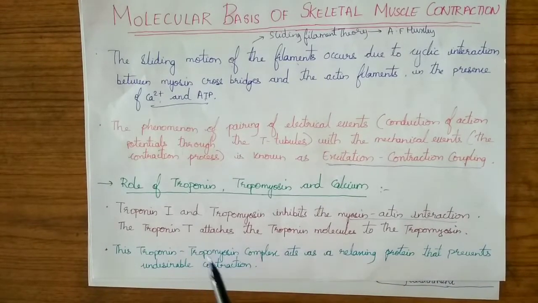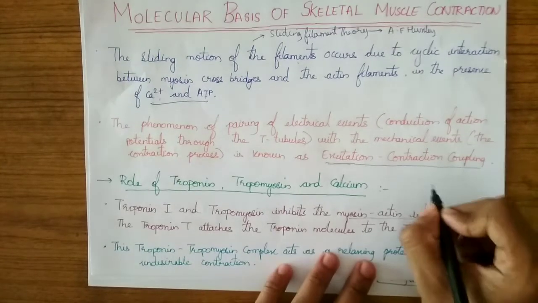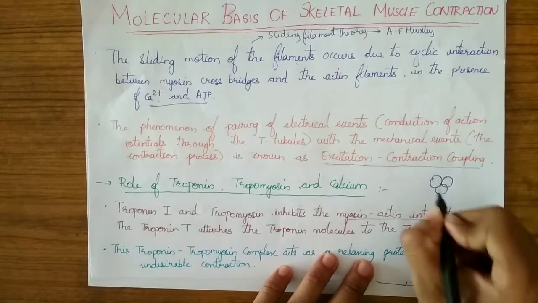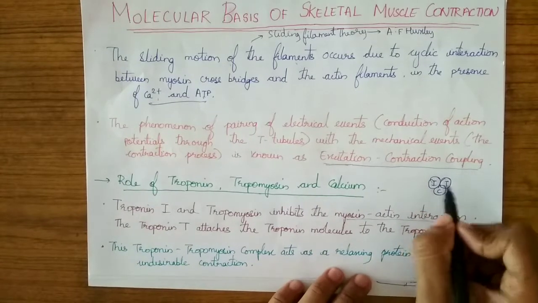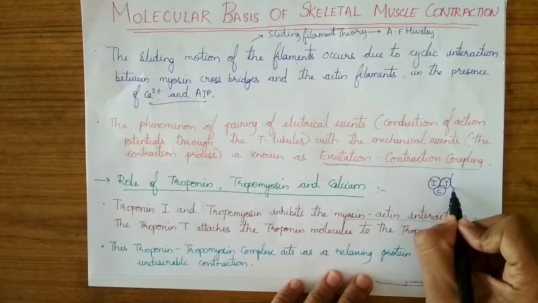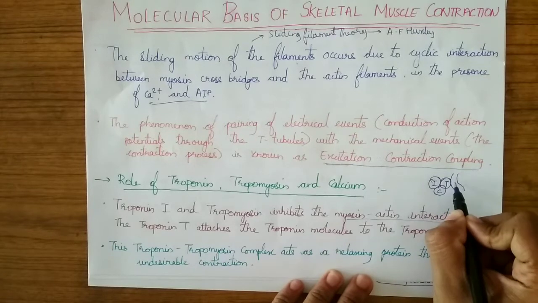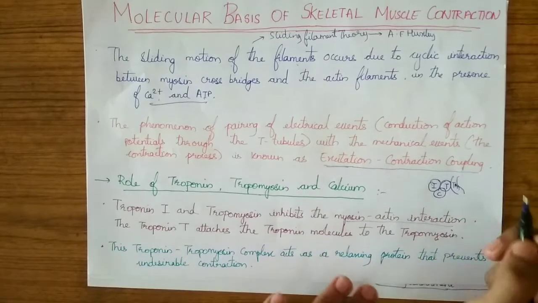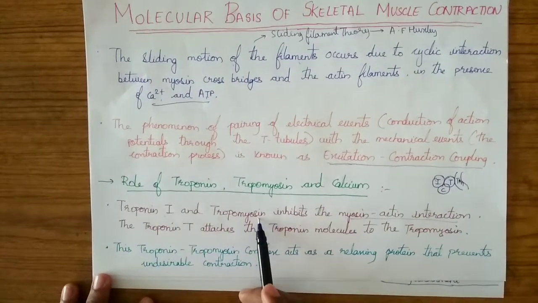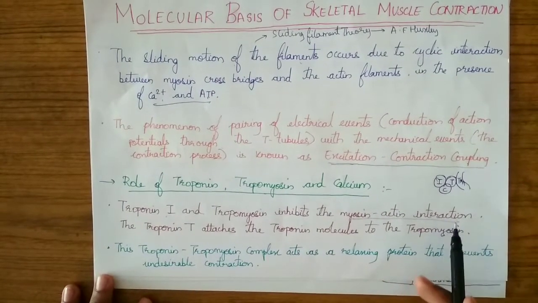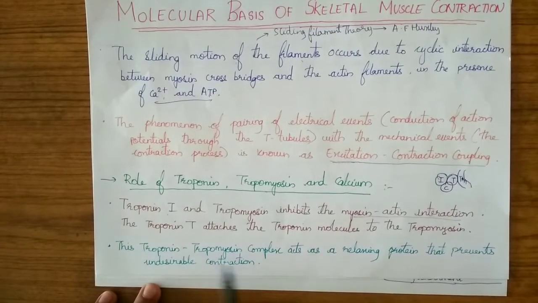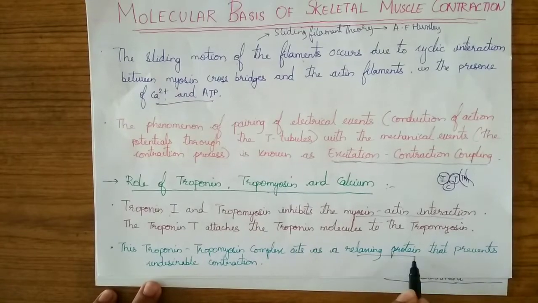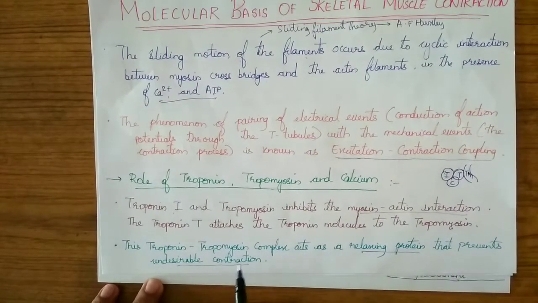So the troponin T attaches the troponin molecules to the tropomyosin. So there are three troponins, troponin I, troponin C and troponin T. This is troponin I, this is troponin C and troponin T. This troponin T attaches it to the tropomyosin molecule. So this is a tropomyosin molecule. So this troponin I and tropomyosin inhibit the myosin-actin interaction. So it does not allow the myosin to attach to the actin. This troponin-tropomyosin complex acts as a relaxing protein that prevents the undesirable contraction.